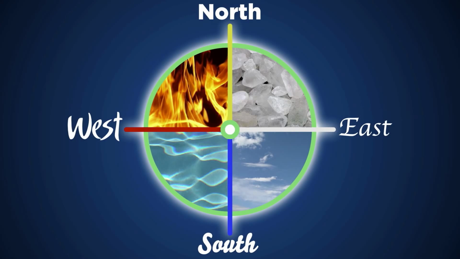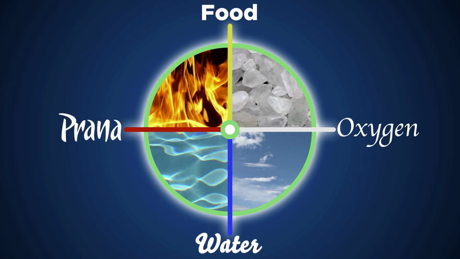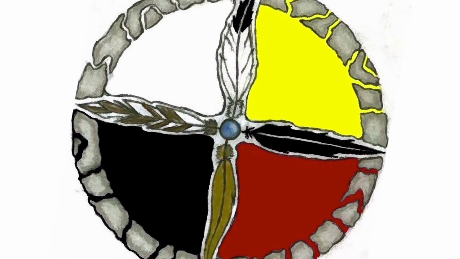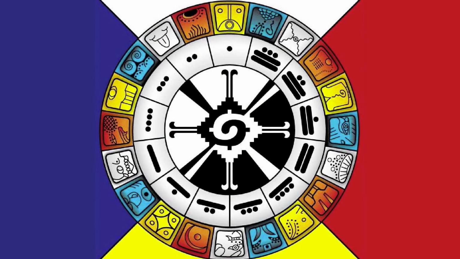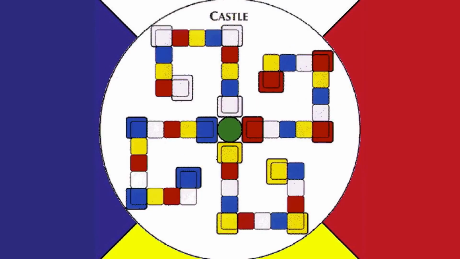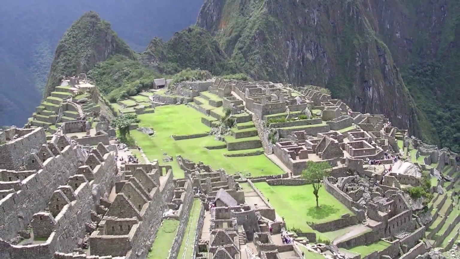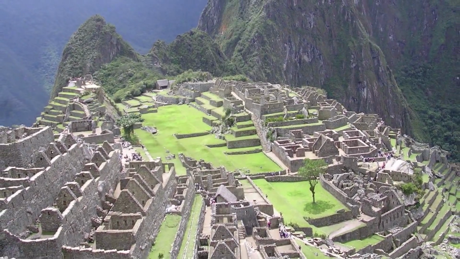We have four directions. We have four ways of taking in energy: food, water, oxygen, and prana. We have four directions on the Native American medicine wheel. Also, we have the Mayan Hunab Ku, as well as the dreamspell calendar. This system is all over the ancient past in symbolism hidden in different cultures.